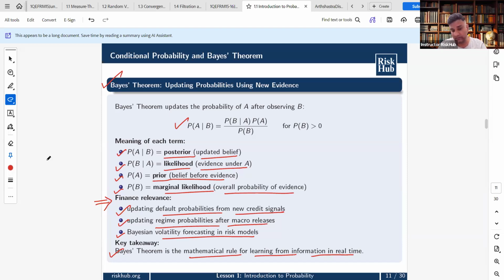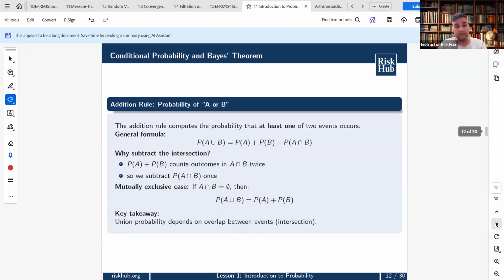Finance example: your default rate. Suppose the prior default probability is known. Now a rating agency downgrades the company. Historically, the Bayes formula lets you update that. This is exactly what banks do. The quantitative insight here is that a huge amount of quant finance is prior belief plus new information equals updated belief. For example, your credit models, Bayesian volatility models, regime switching models, market forecasting, machine learning, signal processing, all are Bayes in disguise. So you understand that.